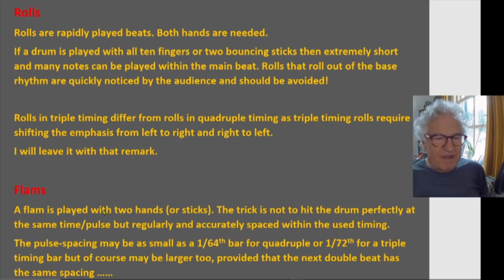Flams. A flam is played with two hands or sticks. The trick is not to hit the drum perfectly at the same time with both hands, but with some time spacing in between, which should be regular and accurate within the used timing, within the dominant timing. The pulse spacing may be as small as 1/64th, as an example, for a quadruple, or a 1/72nd for a triple timing bar, but of course may be larger too, provided that the next double beat, the next flam, has the same time spacing.